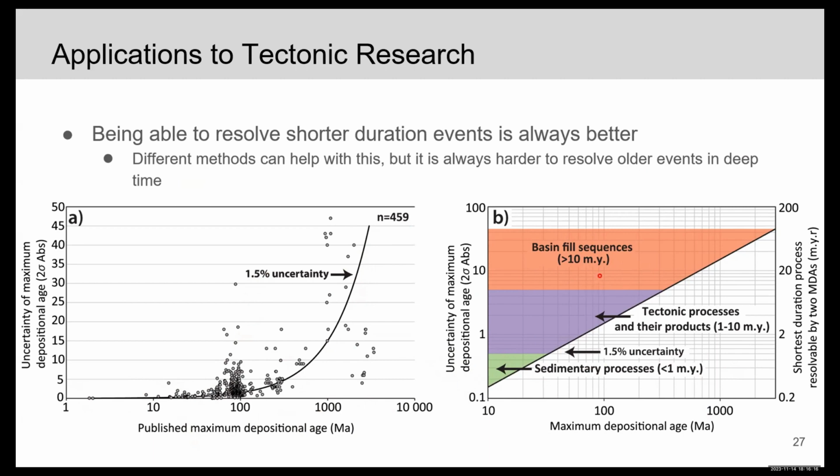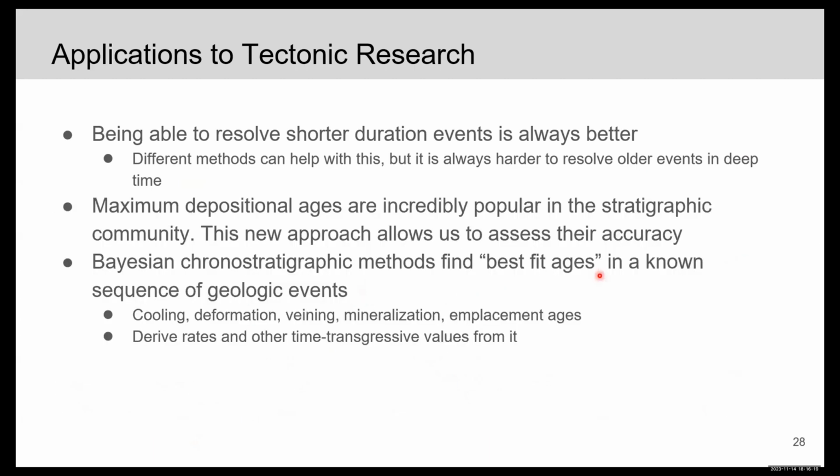And that's partially where these Bayesian chronostratigraphic methods come in, because you may be able to get better best fit ages, but again, you're going to have big error bars on those. As long as you know the sequence of stratigraphic or cross-cutting relations, you'll be able to implement these.